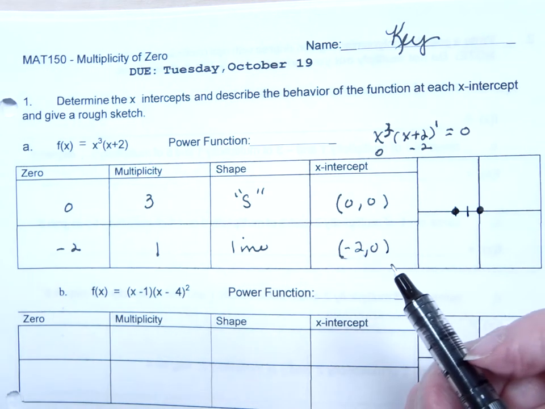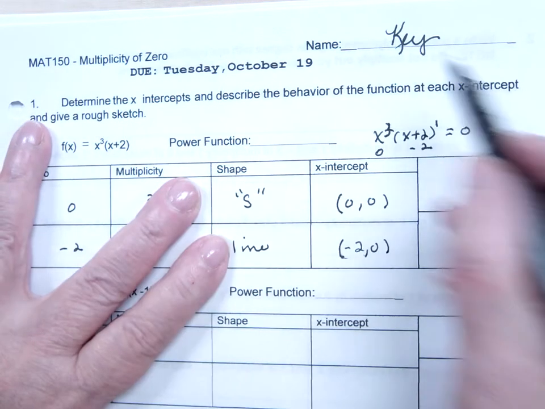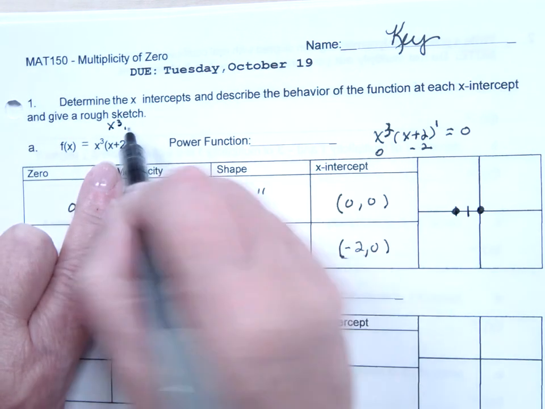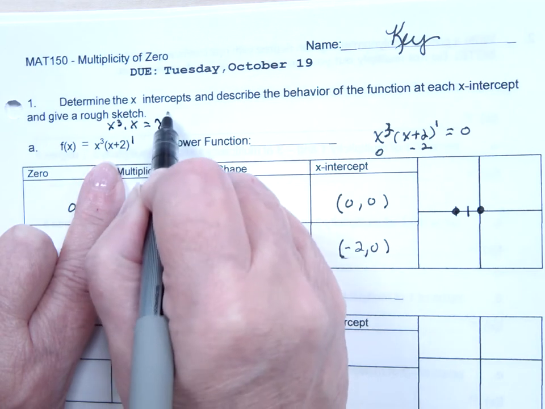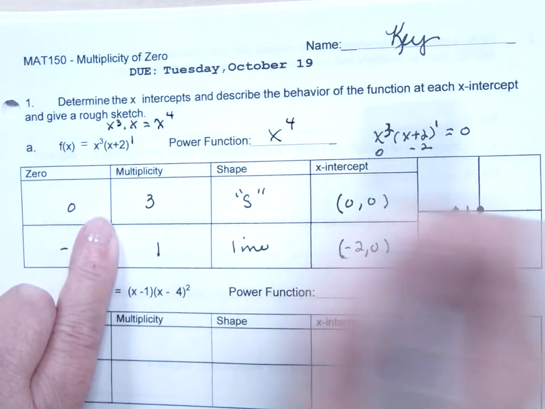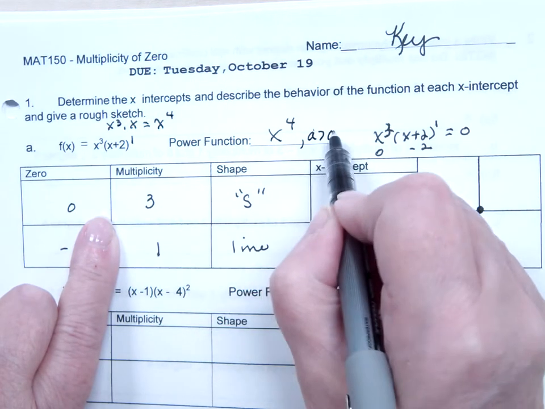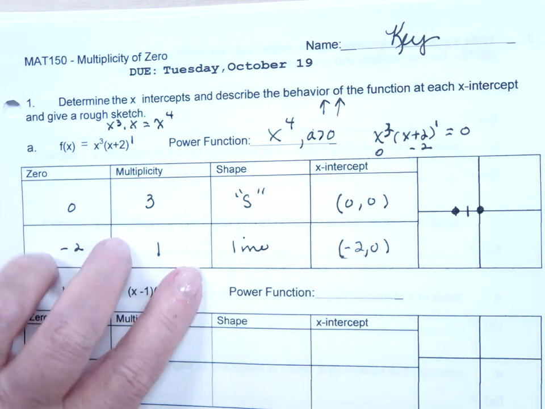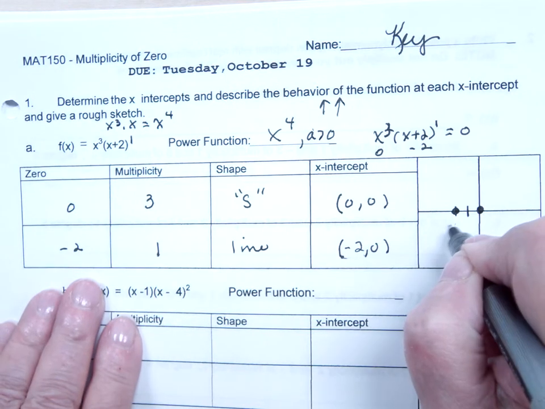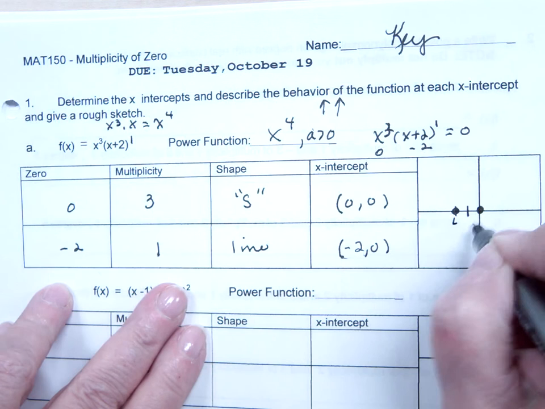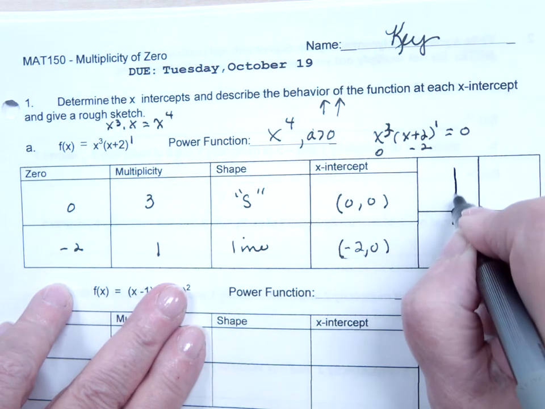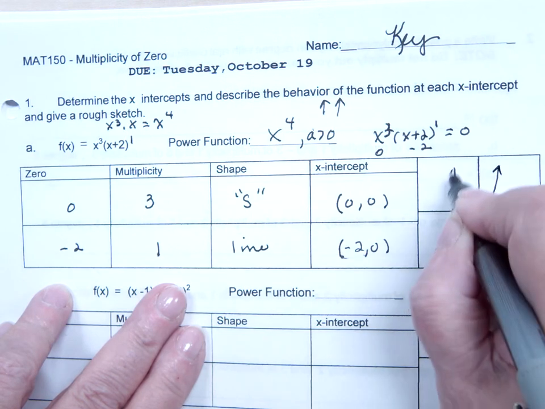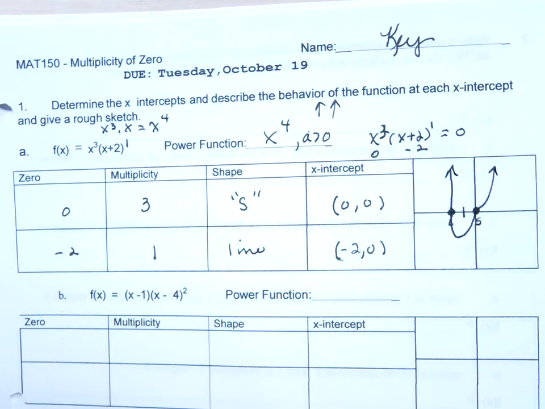Now, in order to get a graph up, I need to know how this thing is going to operate. So the power function, this would be an x cubed times, coming out of the second factor, since that's a 1, is x, so it's x to the 4th. So a is positive, because it's a 1, so it's going to come in from the top and leave through the top, and negative 2 is a line, and 0 is an S. So it's going to come down, go through, and then come back up, make that S, and come back out. So it's going to look like that, kind of.